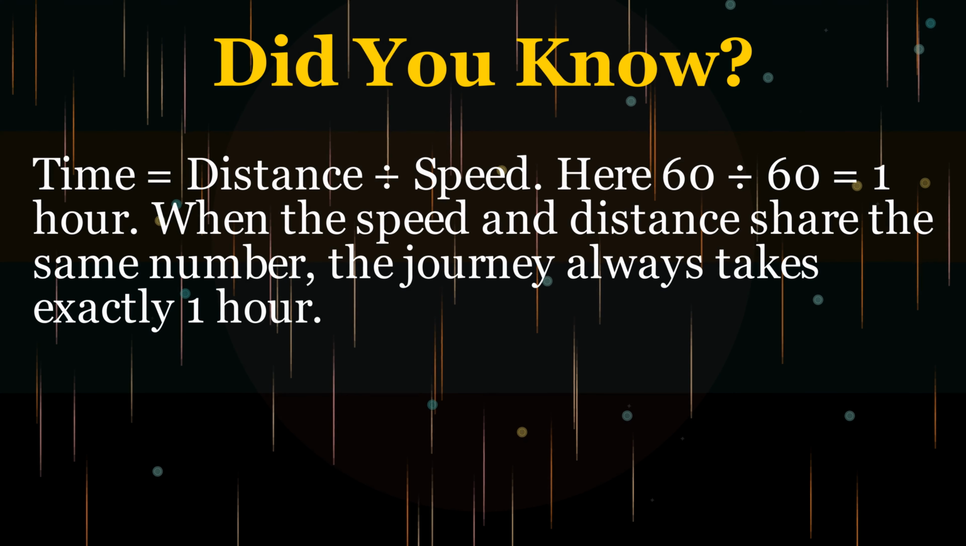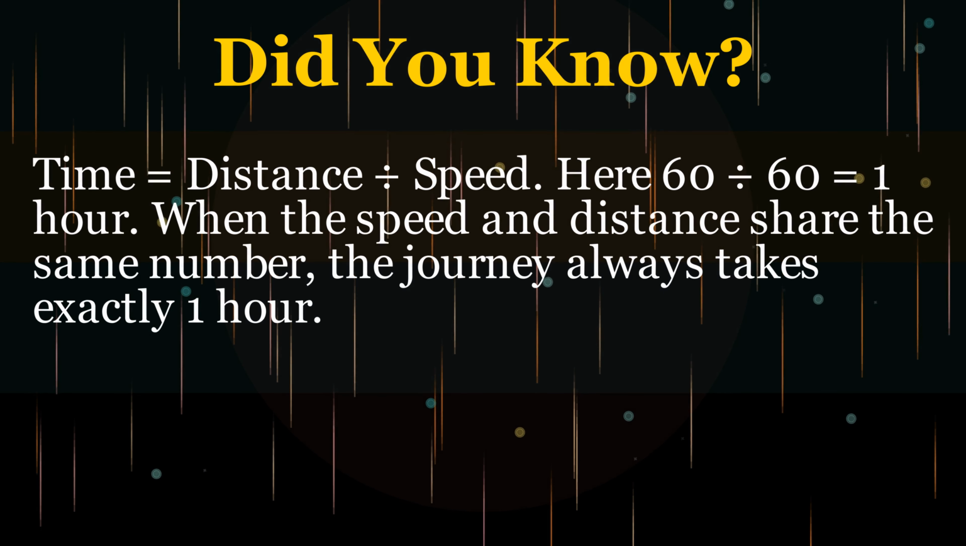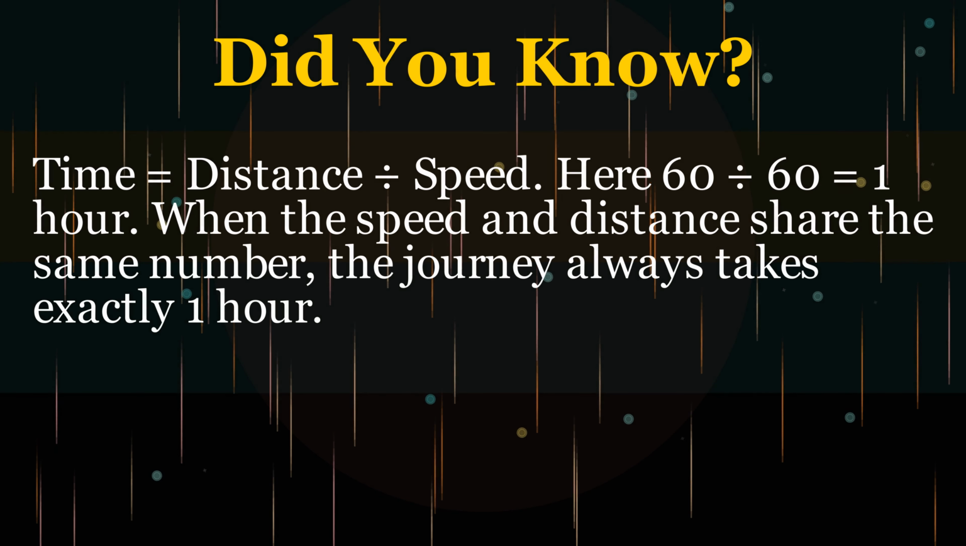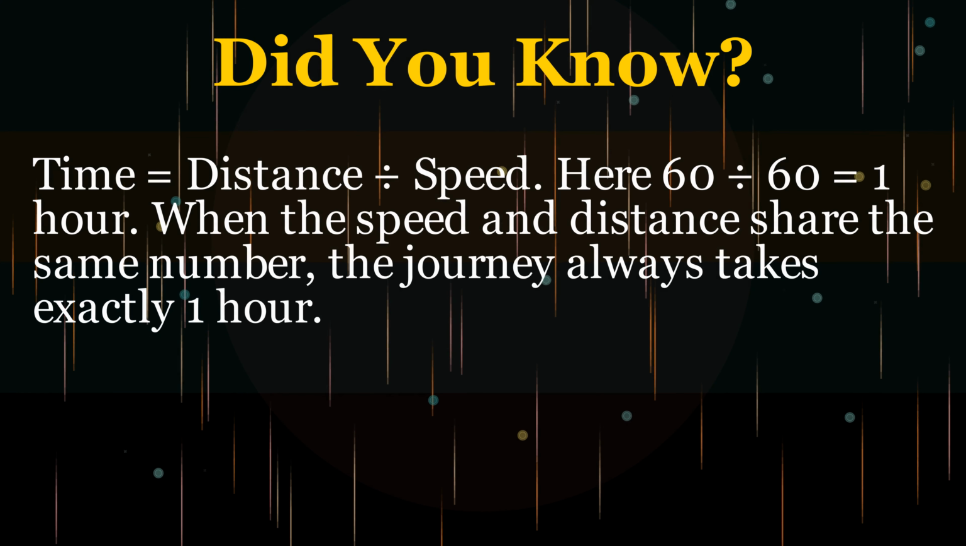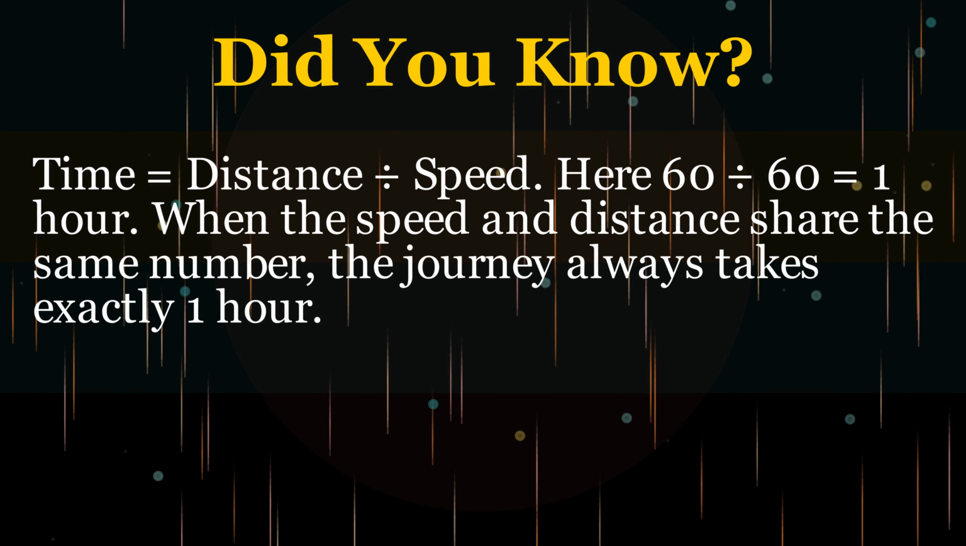Here's something cool. Time equals distance divided by speed. Here 60 divided by 60 equals 1 hour. When the speed and distance share the same number, the journey always takes exactly 1 hour.